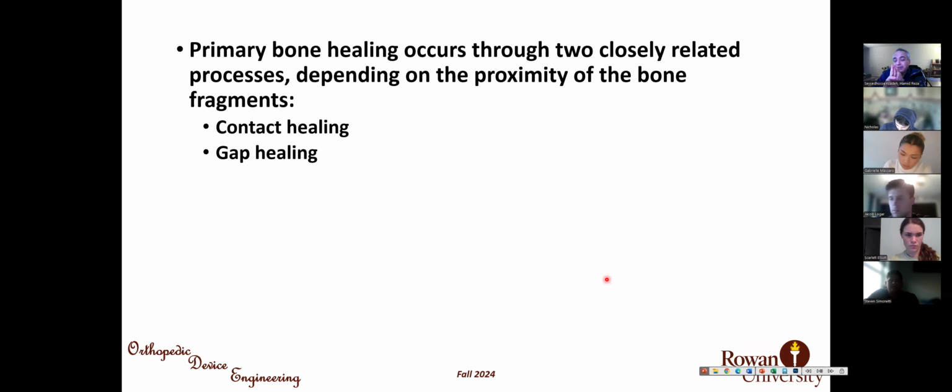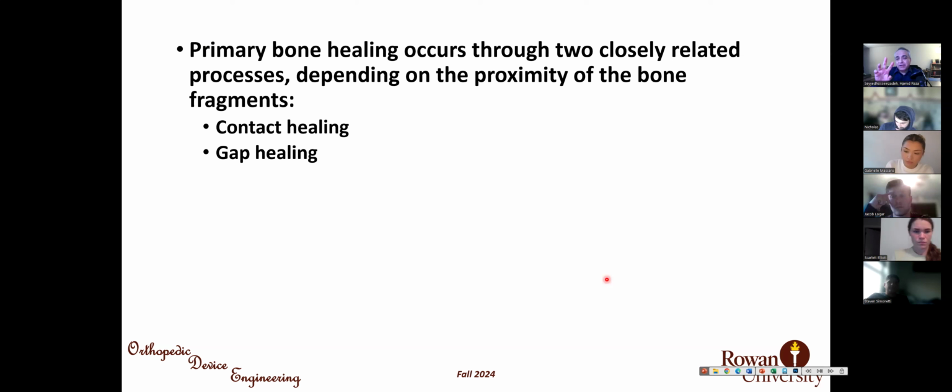The second condition is if the strain at the fracture site is less than 2%. If the strain is more than 2%, primary bone healing doesn't happen. So we must have two conditions together for primary healing to happen: fracture gap less than 1 millimeter and fracture site strain less than 2%. If either of these two conditions is absent, primary healing doesn't happen.